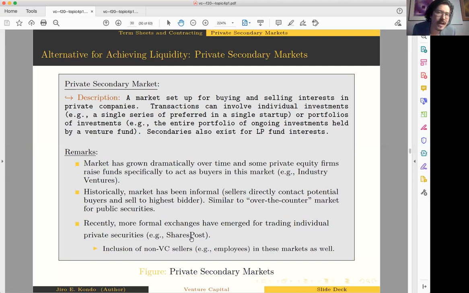So I would say that right now, for the startups that have bargaining power with employees because everyone wants to work for them, they're able to put in the clause that employees cannot participate in secondaries. For startups that do have that bargaining power and want to put the quote unquote golden handcuffs on their employees, yep.